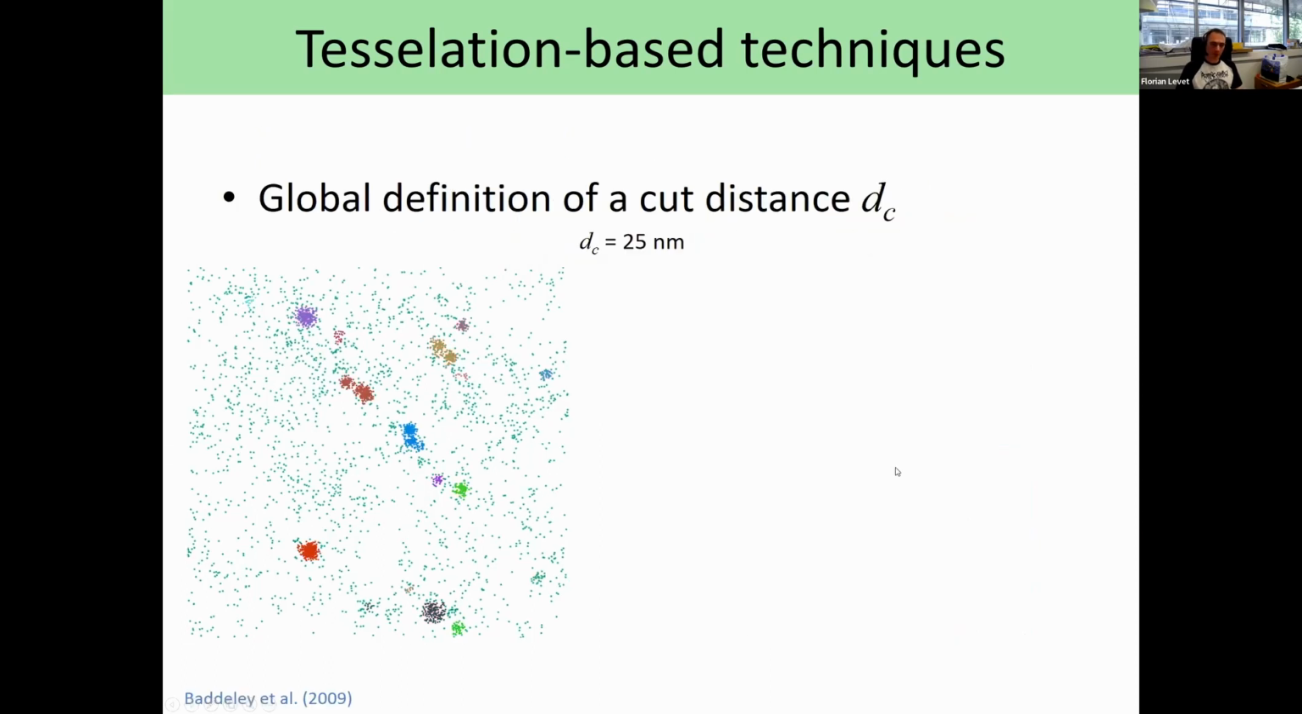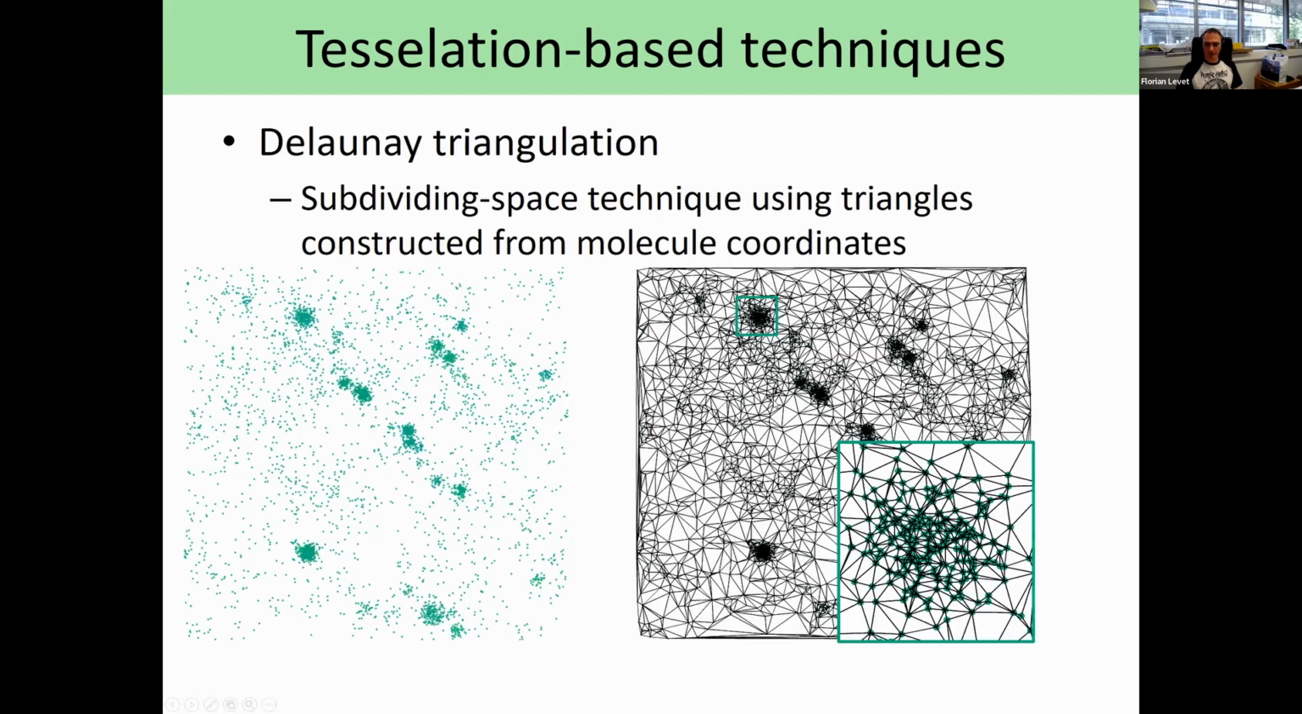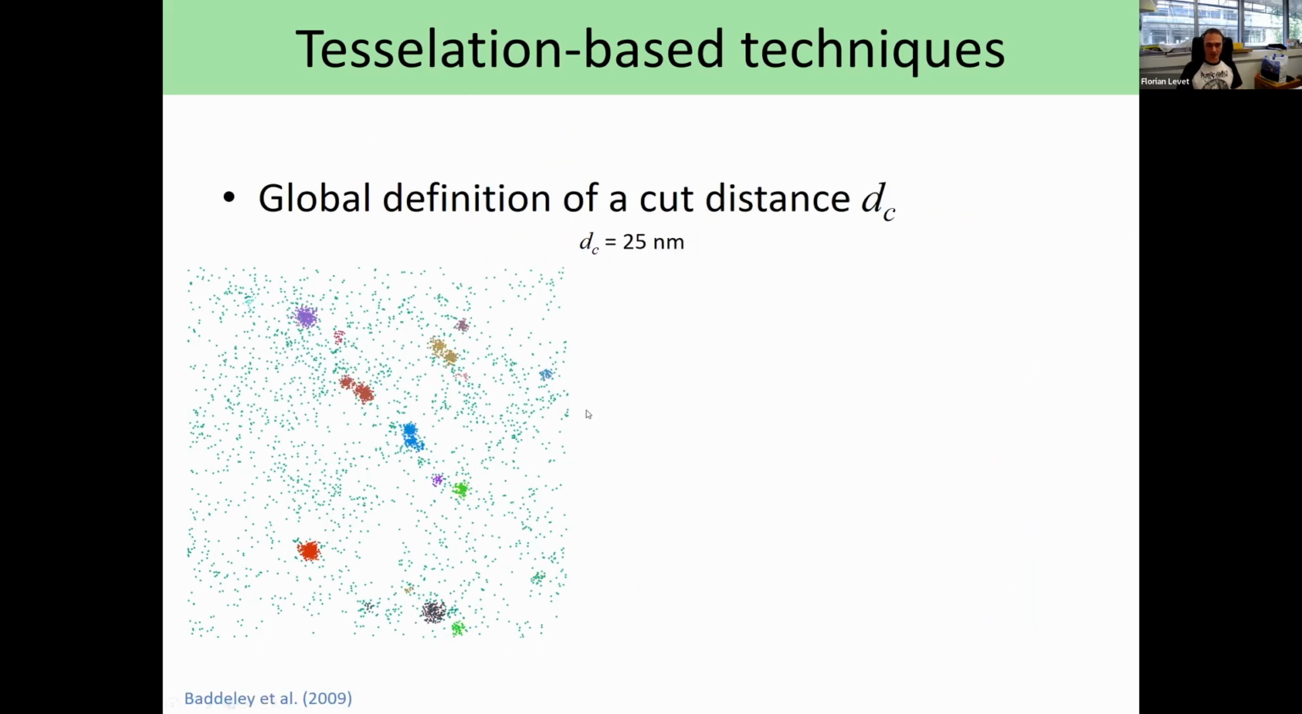Now you can use the global definition of a cutting distance in order to create your object. Basically, that means that if you say that a cutting distance is 25 nanometers, you will discard from this mesh all the triangles that have at least one edge that is bigger than 25 nanometers, and then you will merge all the remaining touching triangles together. And it gives you this kind of segmentation.